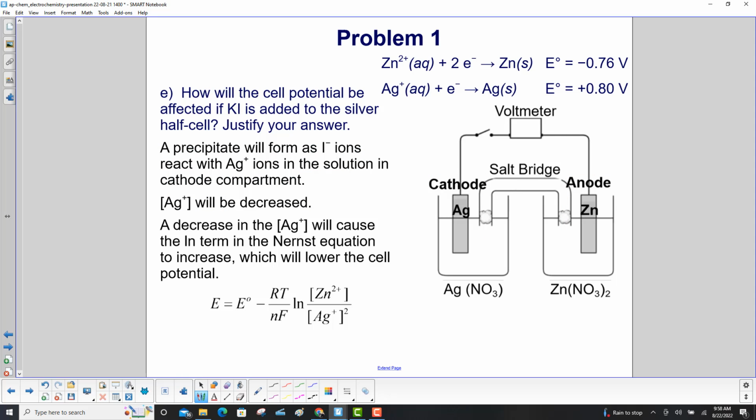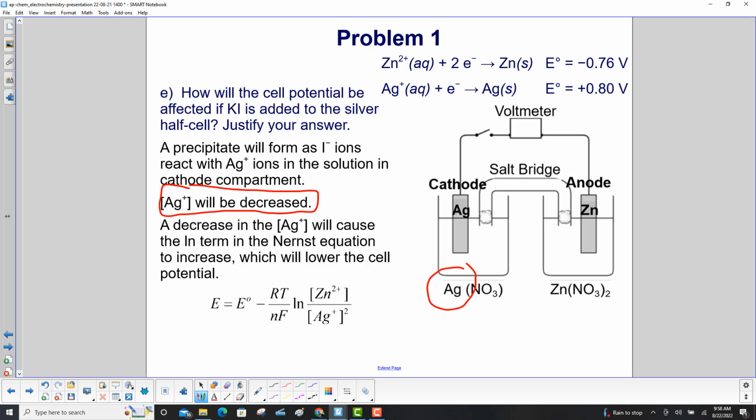How will the cell potential be affected if potassium iodide is added to the silver half cell? Justify your answer. A precipitate will form as the iodide ions react with the silver ions in the solution in the cathode compartment. That means the concentration of silver ions will be decreased.